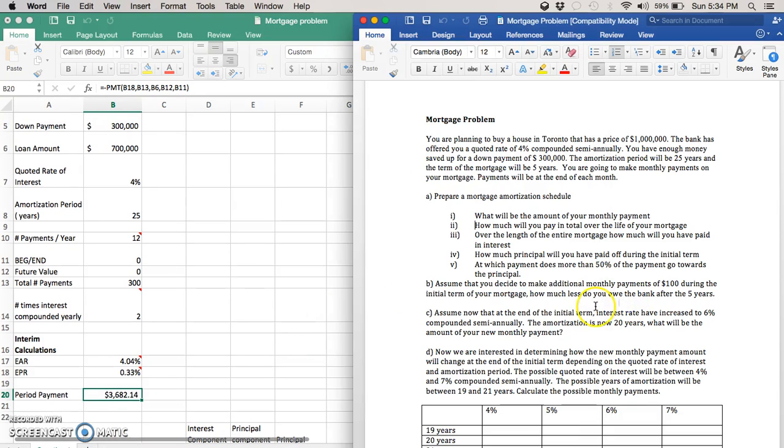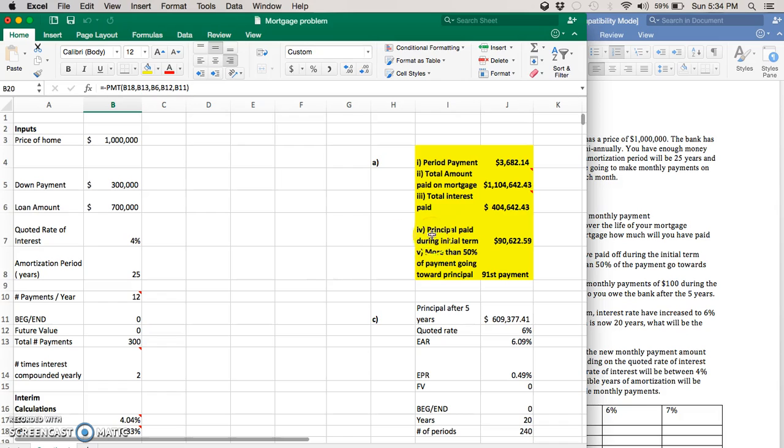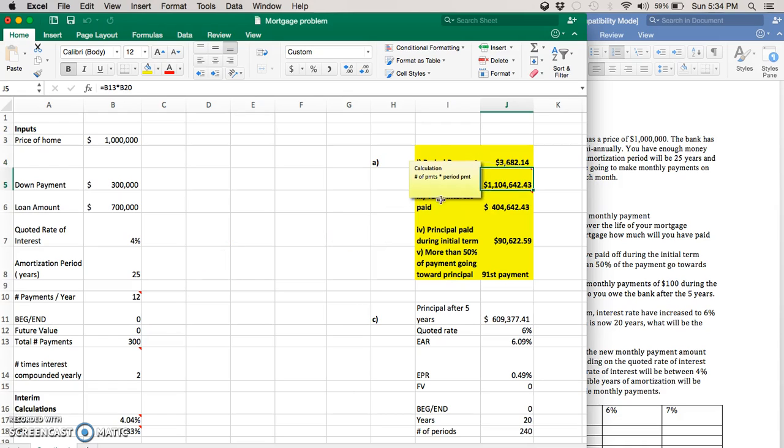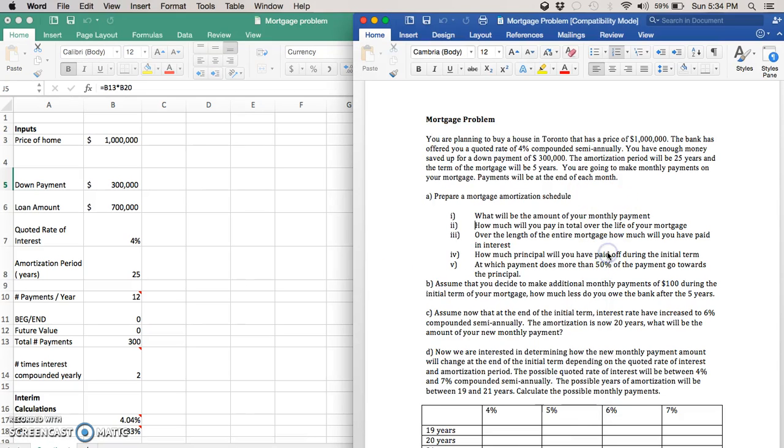So that takes care of the first part of A. Now the second part of A, how much will you pay in total over the life of your mortgage? In order to find this, we're going to have to multiply the period payment that we found prior by 300. So this will tell us the total amount that we paid to the bank over the life of our mortgage. That's a relatively straightforward question, and you just simply multiply the two numbers.